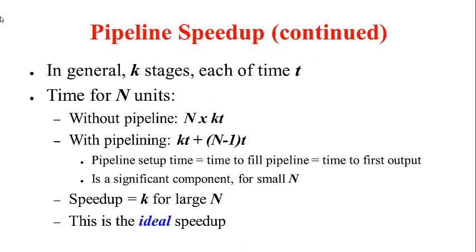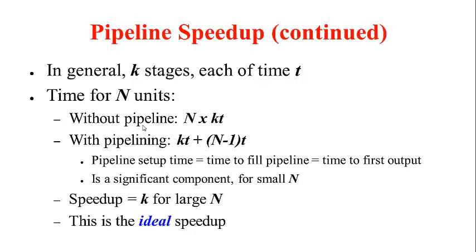Abstracting out a bit further, we see that if a pipeline has k stages, each taking same time t, then the time taken for n units without pipeline will simply be n times kt. With pipelining, it is going to be kt plus (n minus 1) times t. Kt is the time to set up the pipeline, or the time to first output, or the time to fill the pipeline. This first term is known by these various names. This second term represents the amount of time taken for each subsequent output. t is the time taken for each subsequent output multiplied by the remaining n minus 1 units.